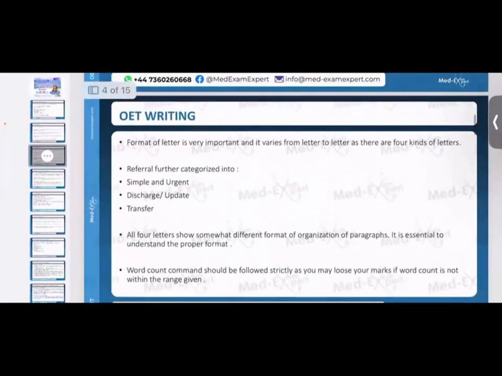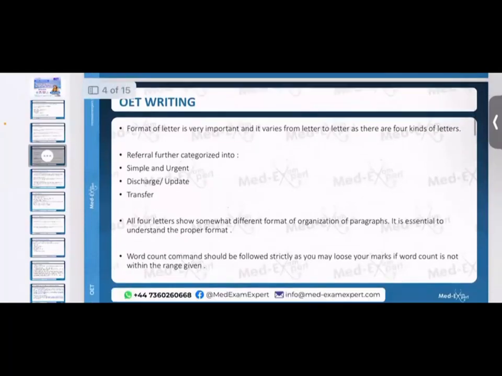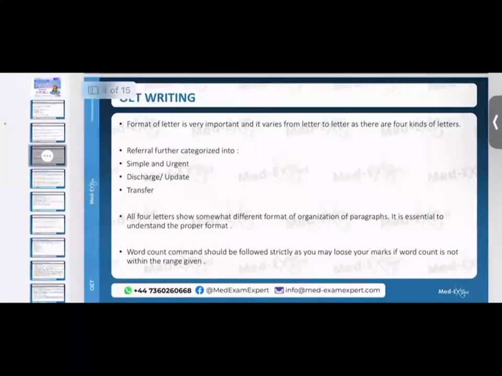So please make sure that you are not going to make any mistakes or blunders. The format of the letter is a very, very important thing, and it varies from letter to letter, as there are 4 kinds of letter writing tasks. We do know how to write a simple referral letter, because if you Google anything on the internet, it comes out. There is a lot of material on the simple referral letter already present on Google.